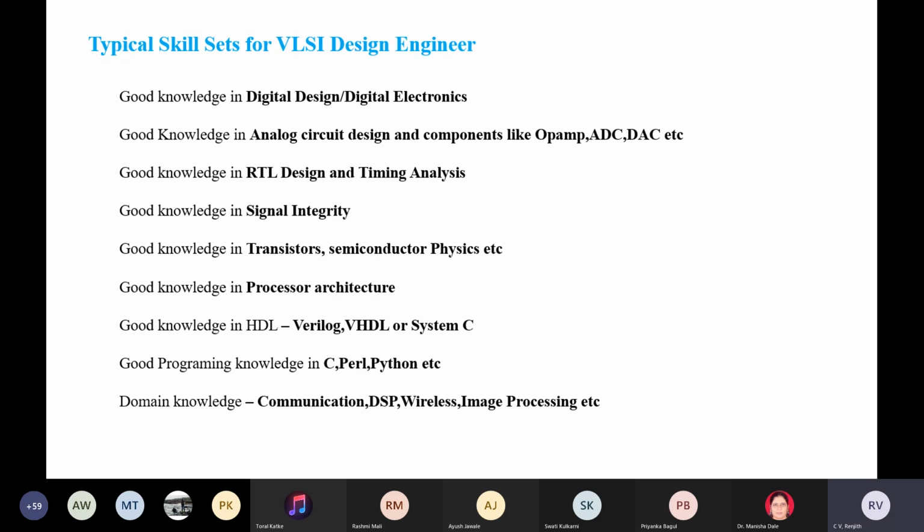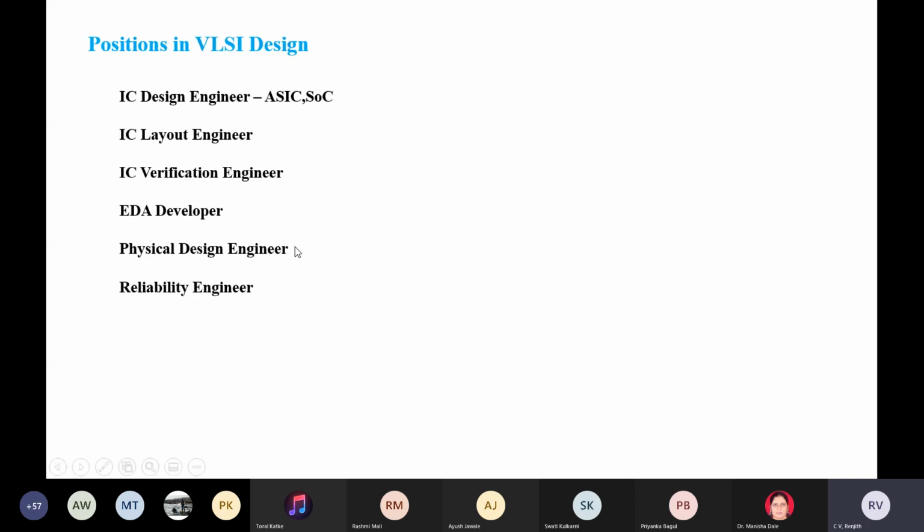So to work in VLSI design, you should have very good knowledge of digital design, analog design, and RTL design, and also good knowledge of signal integrity, semiconductor physics, HDL, etc. If you want to be a verification engineer, you also need to know programming. Domain knowledge is also highly beneficial. If you want to develop an ASIC for wireless applications, knowing more about that will be helpful. So these are the various roles there: design, layout, verification, and tool development engineer.